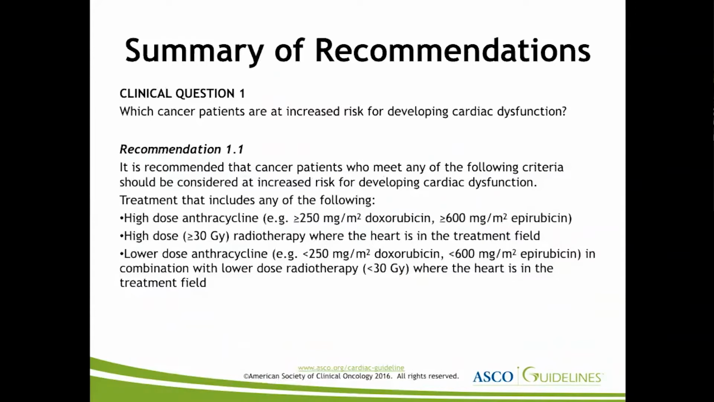So let me tell you. Patients that have a dose of more than 250 milligrams per meter squared of doxorubicin, or patients that receive more than 30 gray of radiation, or patients that get both.